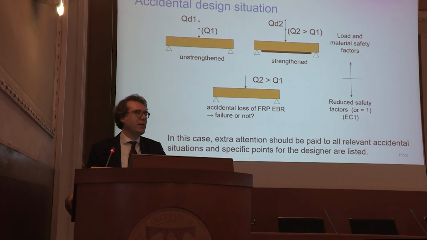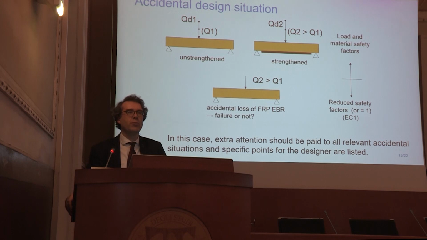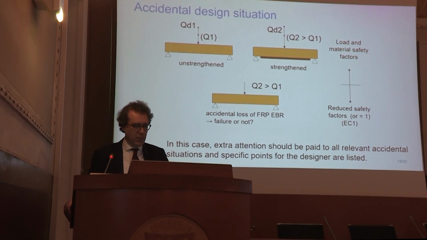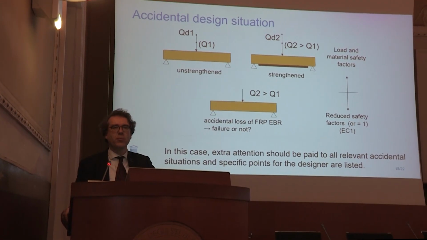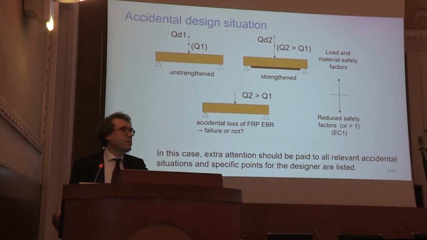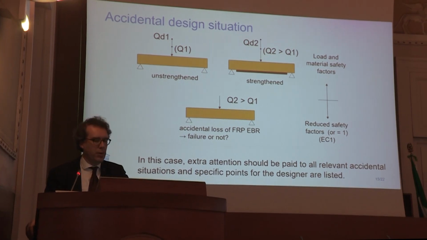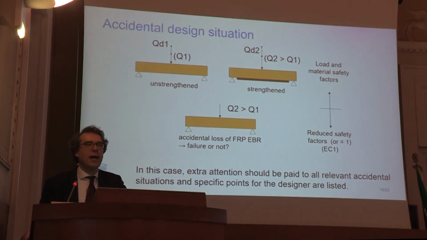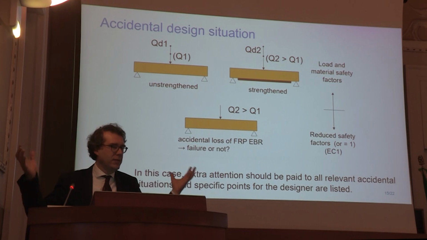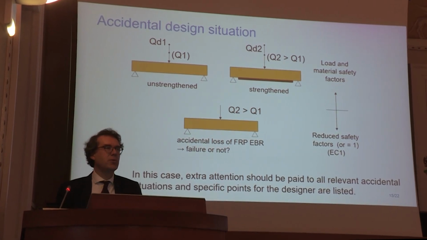So we do full design with all the load and material safety factors integrated. We do proper calculation, and we decide how much strengthening is to be provided. However, then the question which we feel is very important for each engineer to be aware of in his design: what would happen if for some accidental reason this FRP drops out?